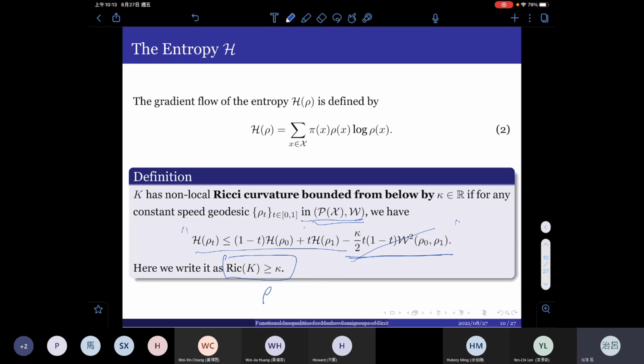Here, rho t we may usually write like this, and P t means the Markov semigroup, and sometimes we write it as this, K minus I.